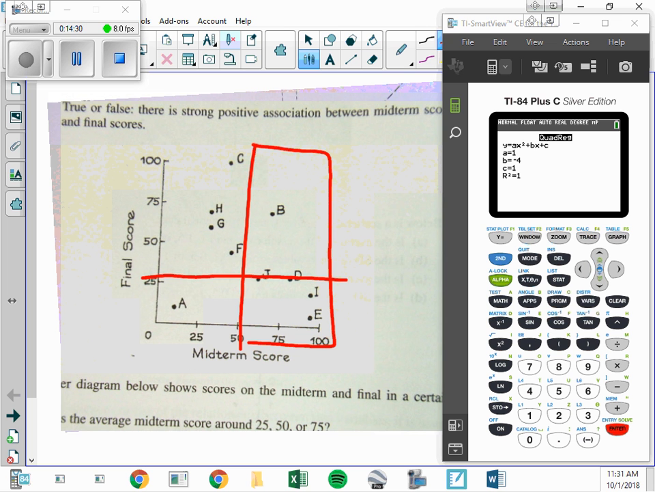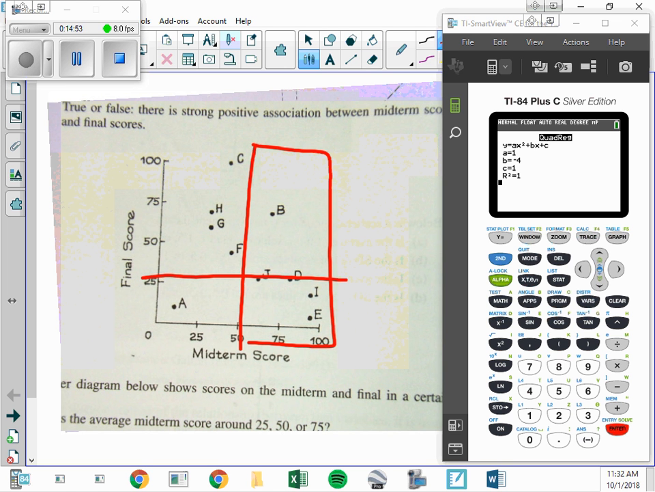Right there. Yeah, you only have the choice between 30, 50, or 70. So it's got to be 30. Now that's weird. People who did really well on the midterm didn't do as well on the final. Wonder why that's the case.